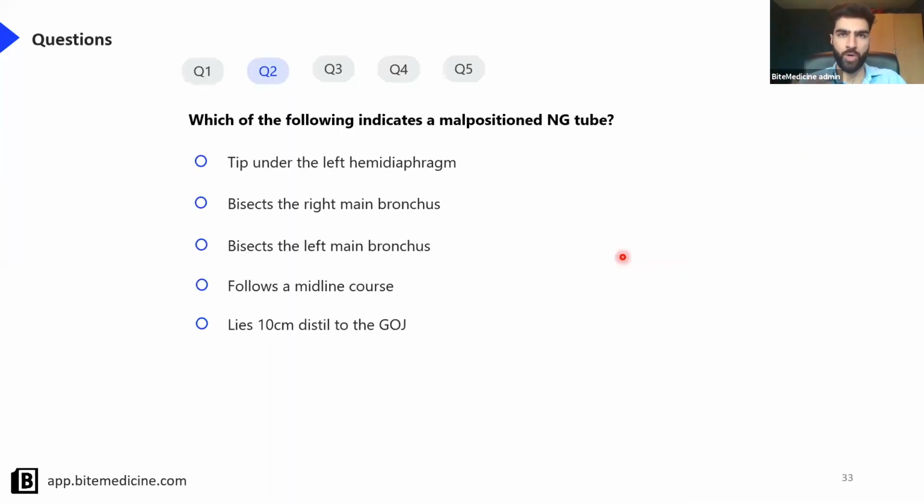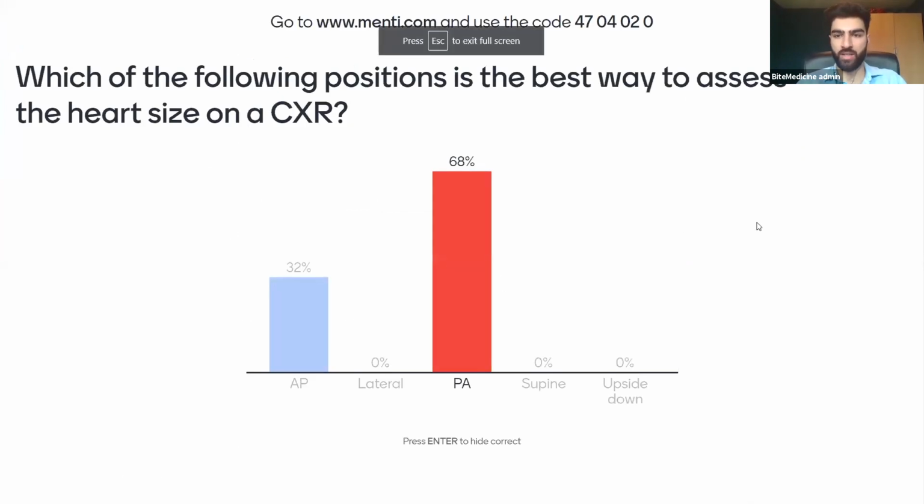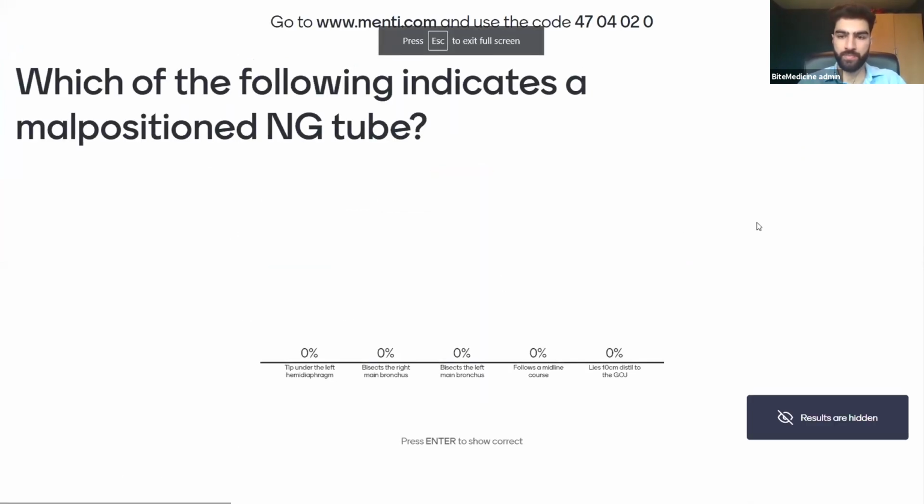Fine, let's crack into some proper case-based learning now. Which of the following indicates a malpositioned NG tube? I think there are a few questions, so I will try and get to them. To answer that on Menti.